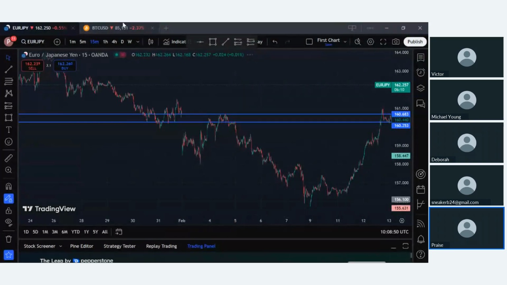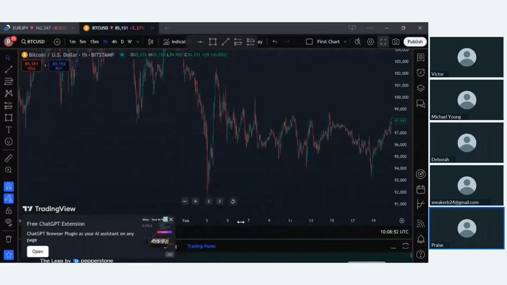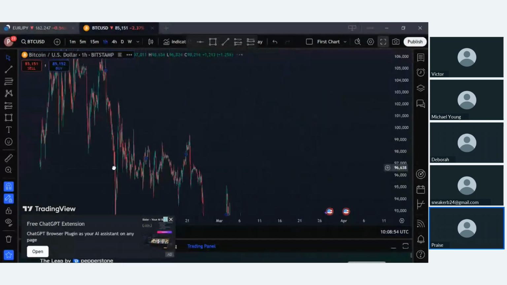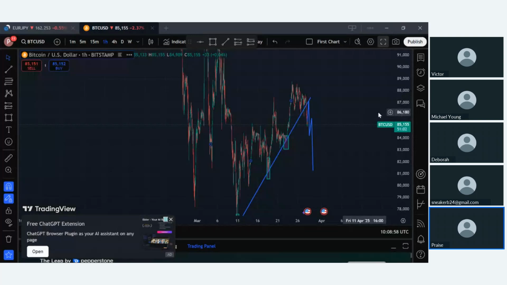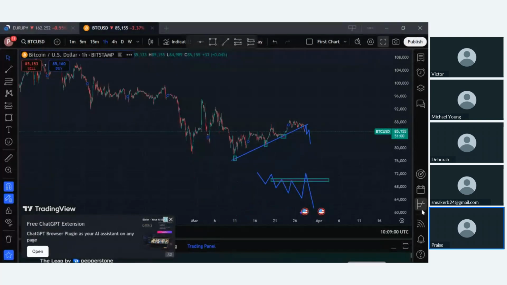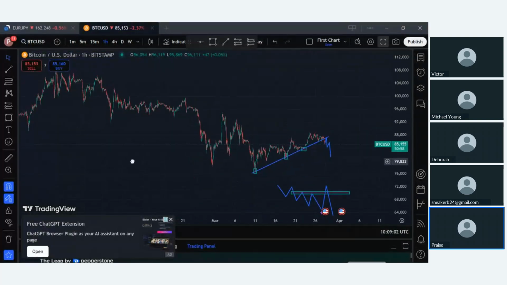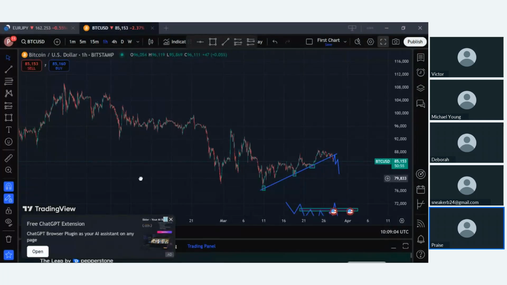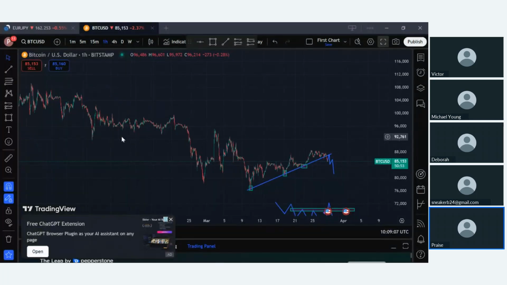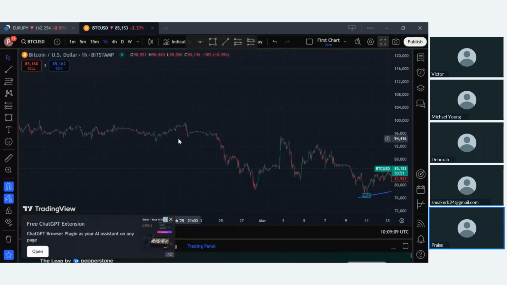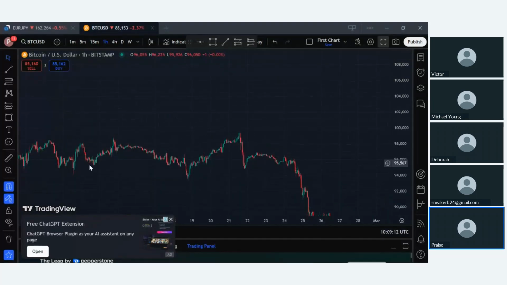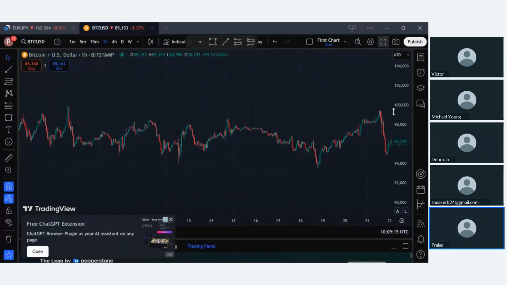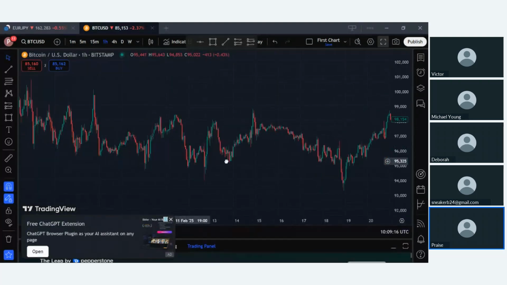Looking for a ranging market. A market that is in range. Okay, look at this Bitcoin range, right? Bitcoin was in range here for a very long time. This was the range. So this is a good example.